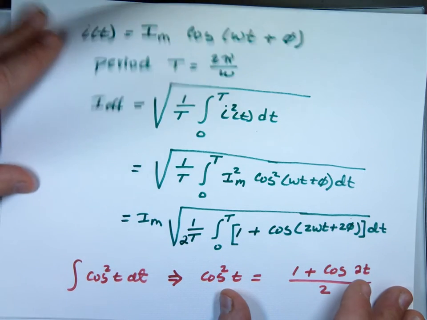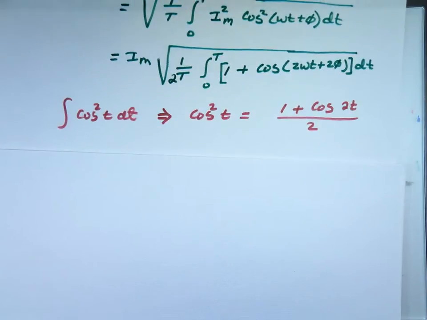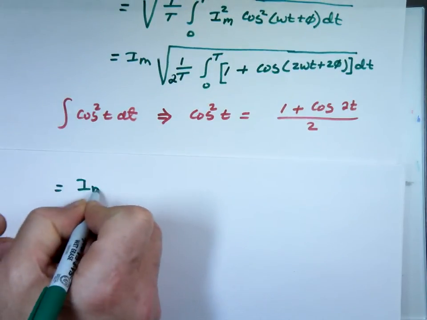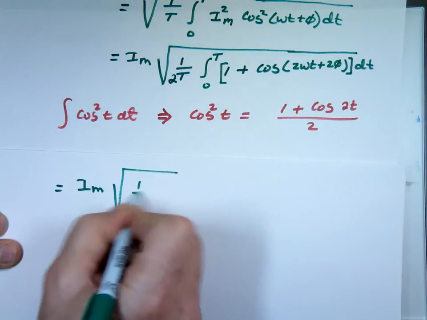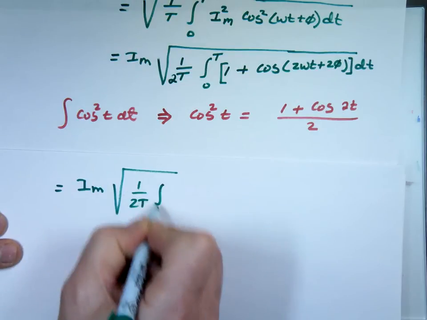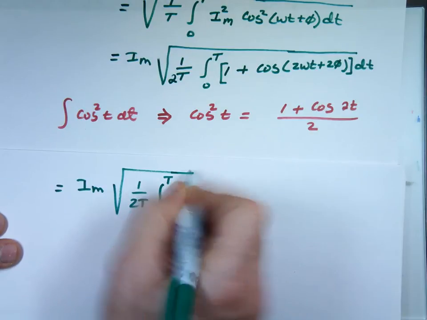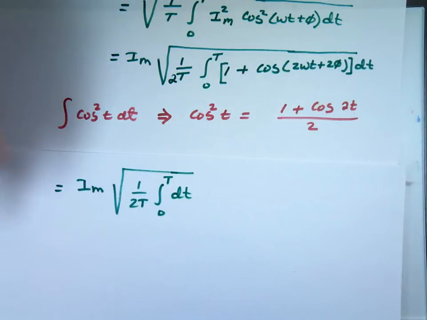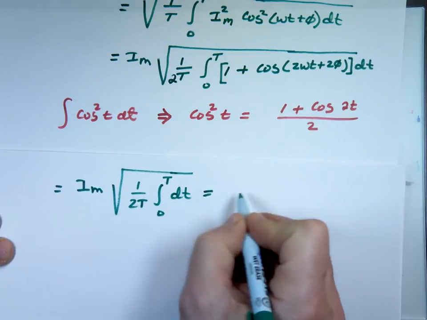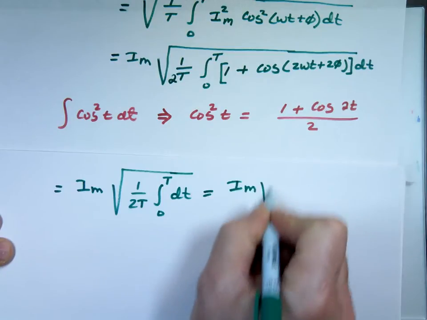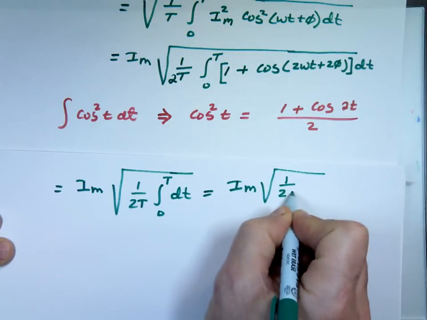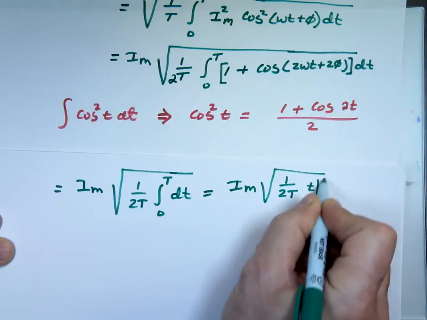So what's left? It's really I sub max, 1 over 2t, the integral from 0 to t dt, or 1 dt. The other piece is going to have an integral of 0. I'm not going to waste my time on it. That's a cosine function over a full period. So that will give me a t here. And t is going from 0 to t.